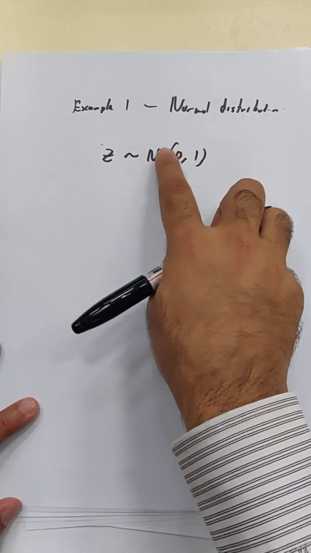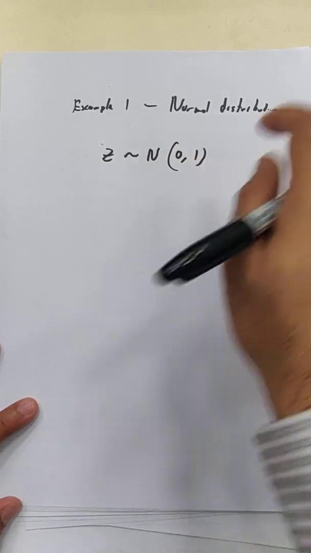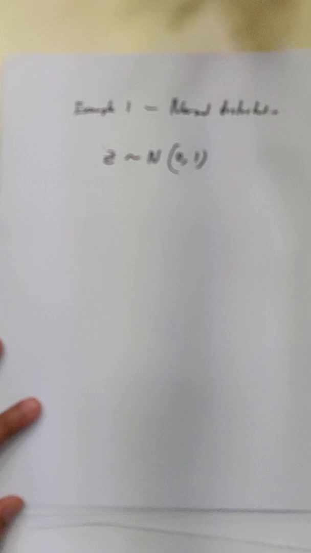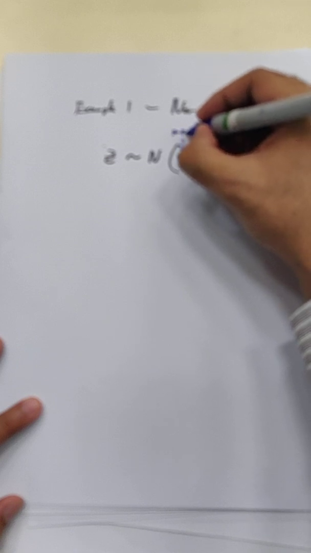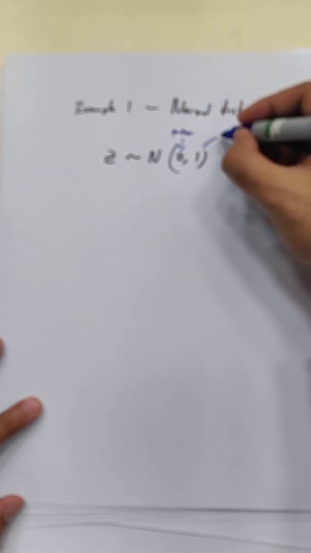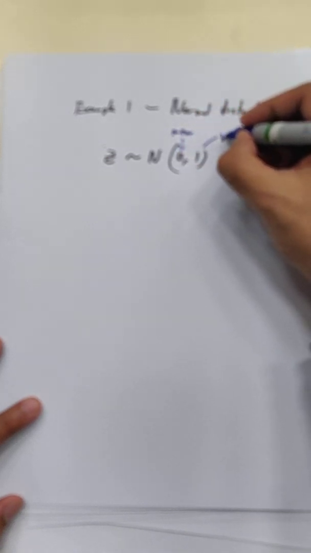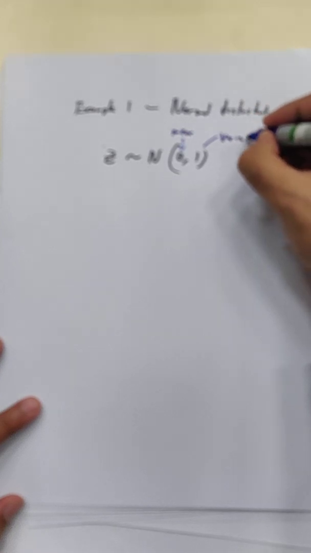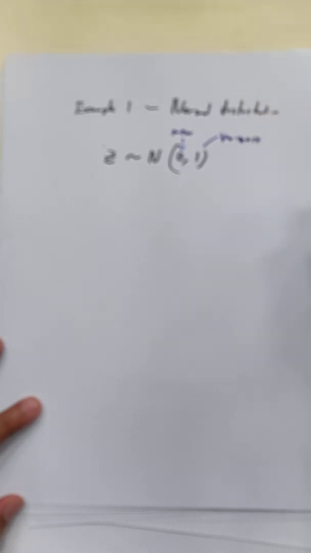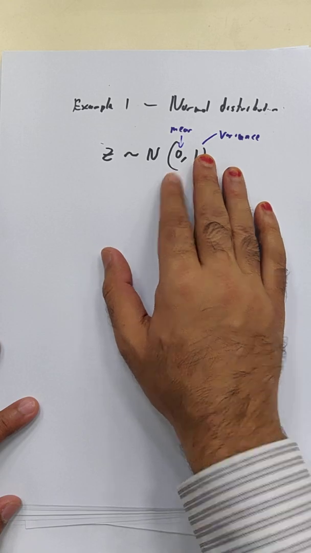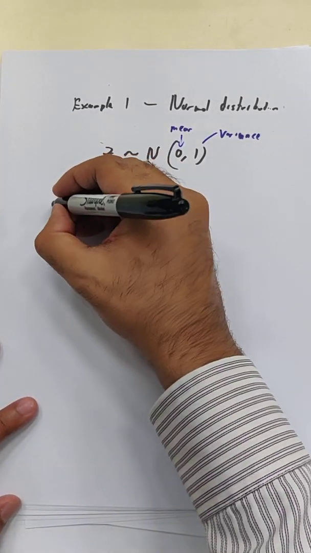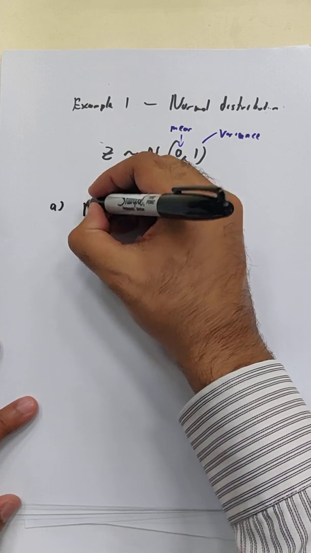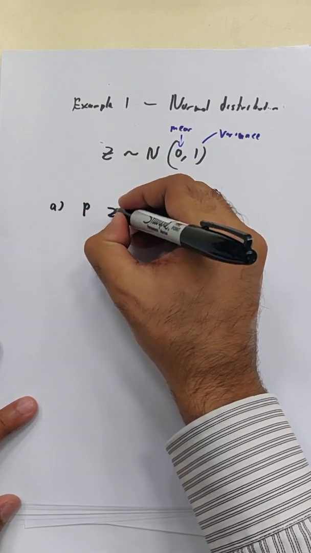What can you read from here? This is the mean. This is the variance. But for this one, you don't have to calculate the X and Z anymore because it's already in Z form. They just want to check whether you can use the graph correctly.